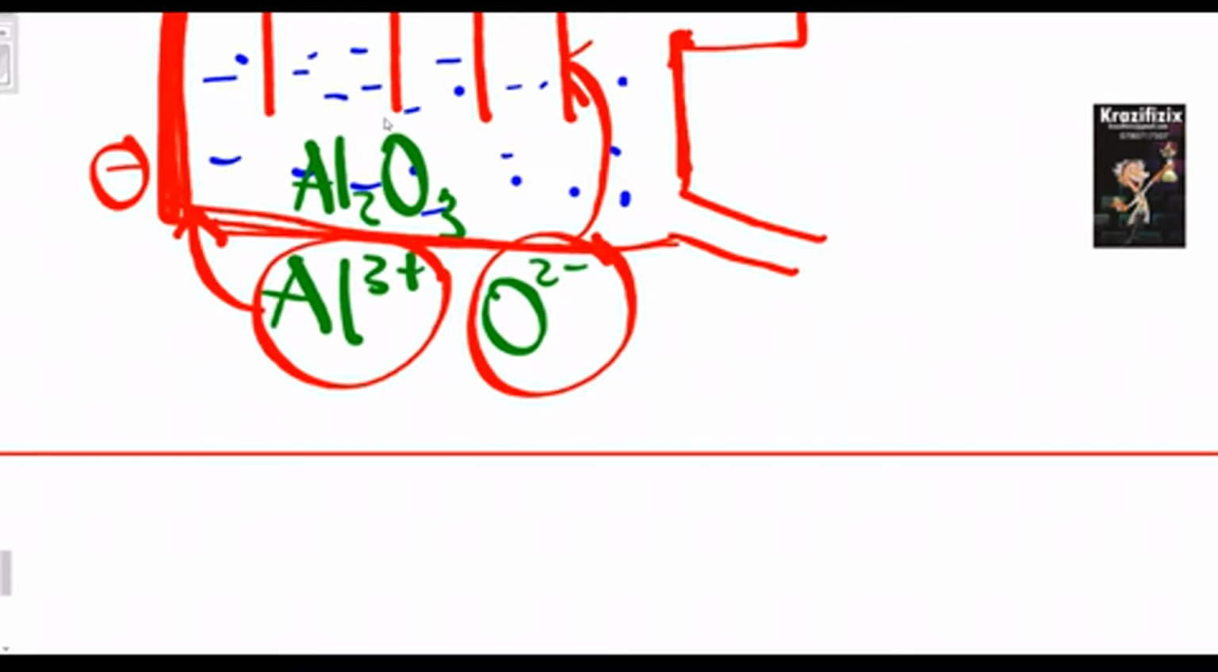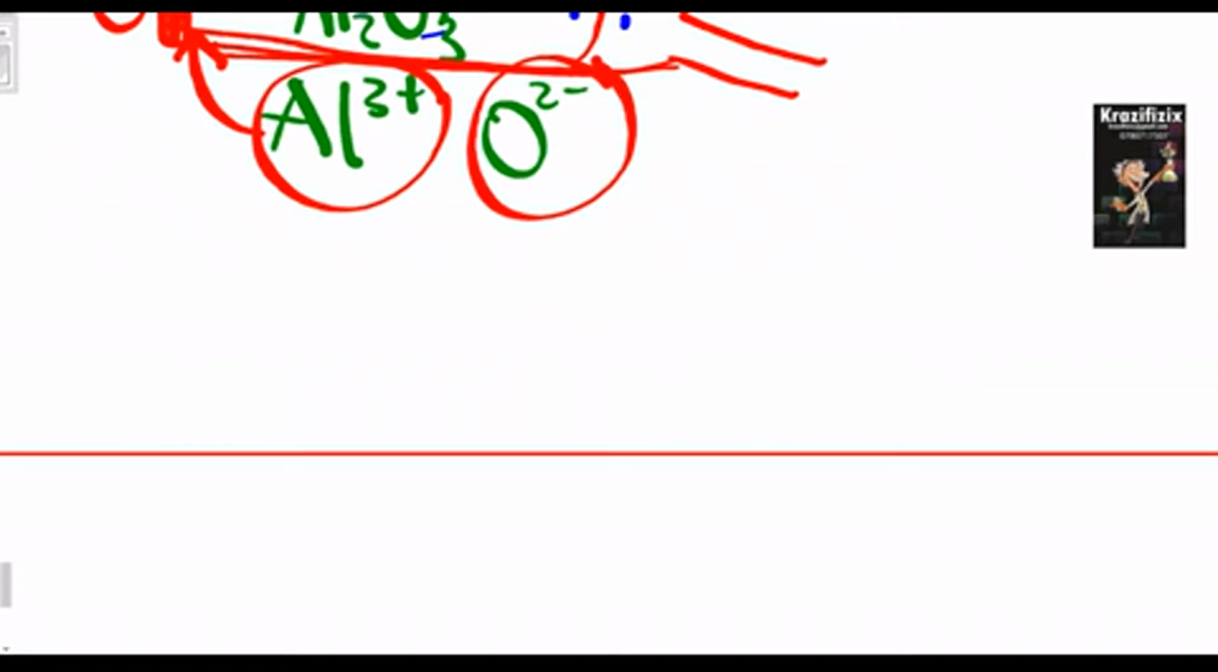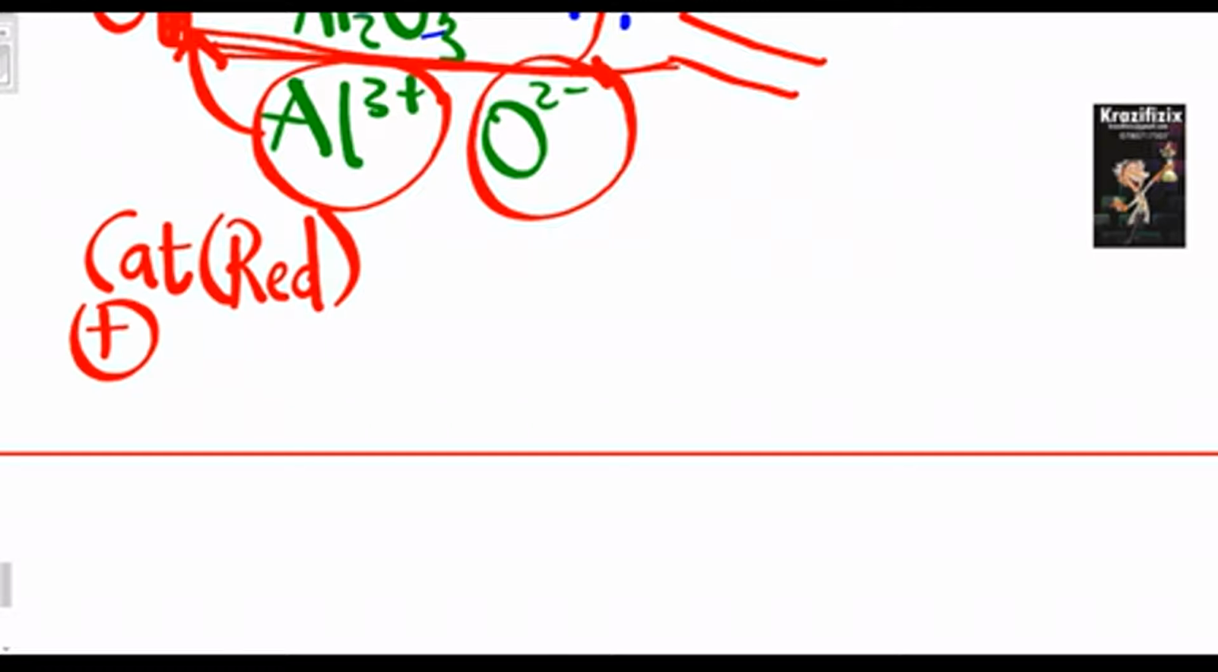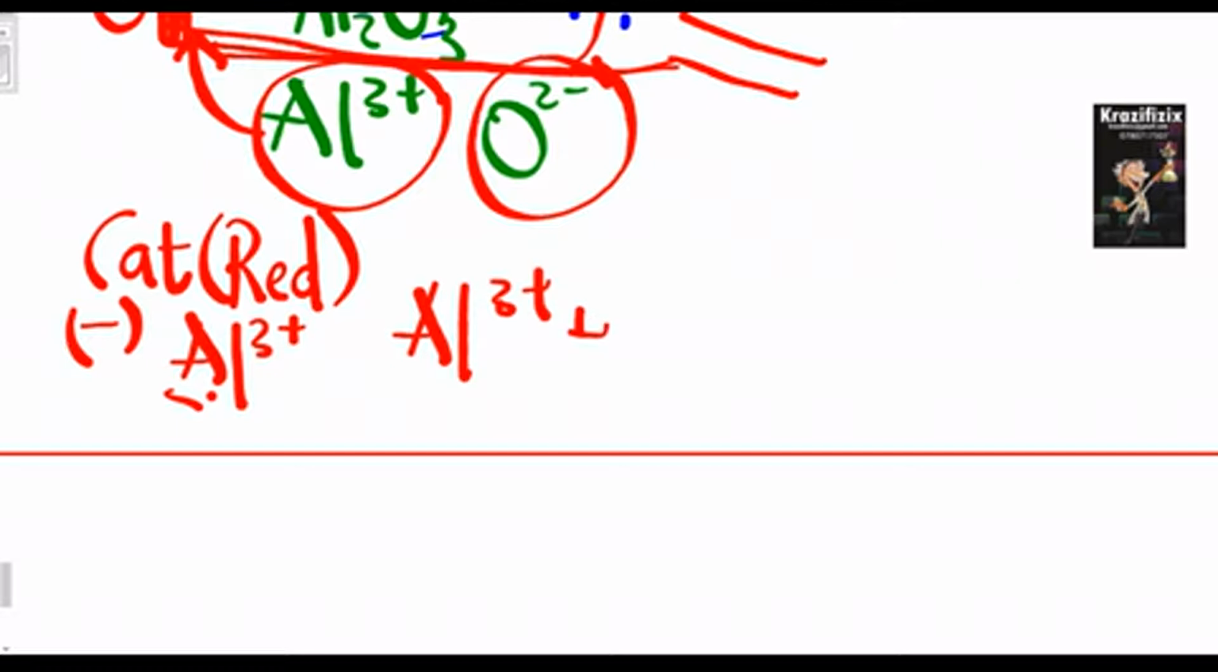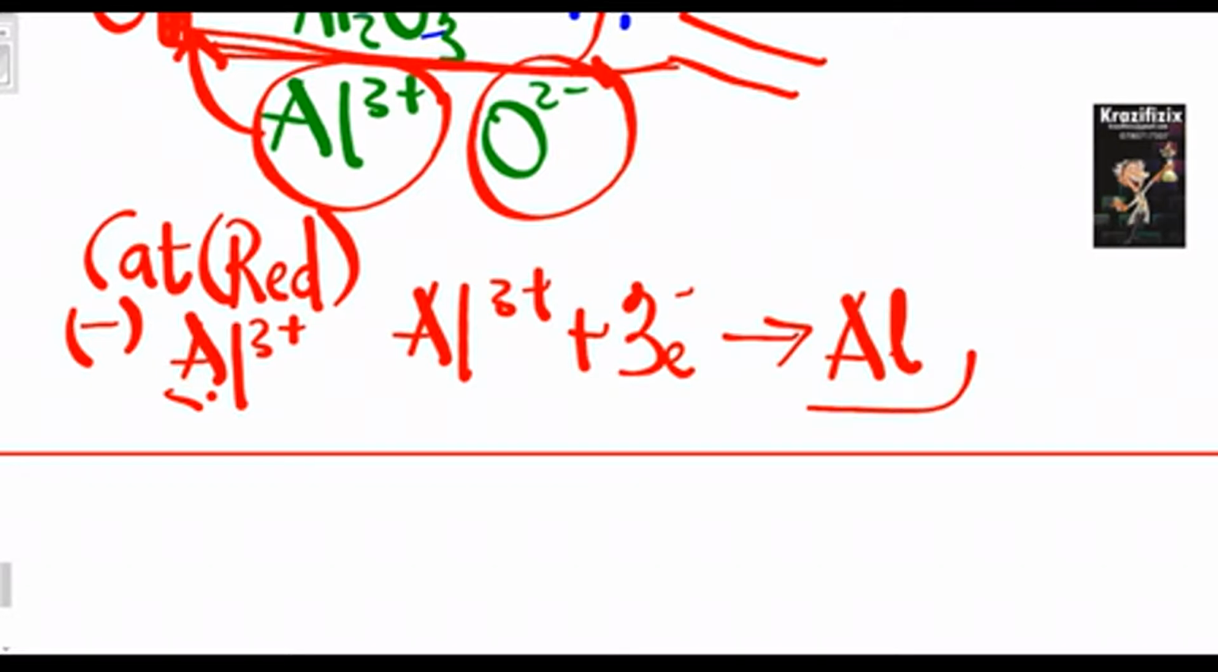Now what happens at the cathode? At the cathode, remember, it's reduction. Our cathode is negatively charged. So we have our Al3+. So we're going to have Al3+ plus 3 electrons gained to produce aluminum. And this is what we want.